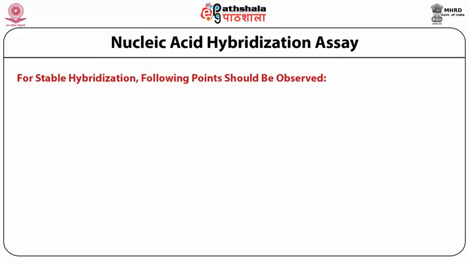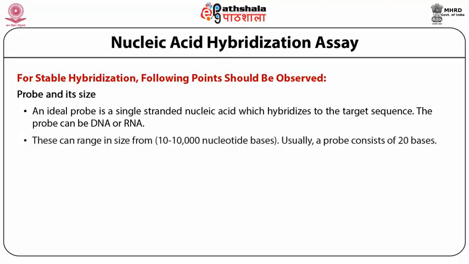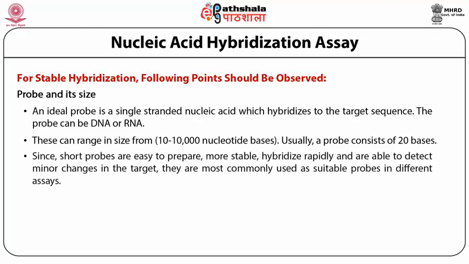For stable hybridization, the following points should be observed. First and foremost is the probe and its size. An ideal probe is a single-stranded nucleic acid which hybridizes to the target sequence. The probe can be DNA or RNA. The size of the probe can range from 10 to 10,000 nucleotide bases. Usually, a probe consists of 20 bases. Since short probes are easy to prepare, more stable, hybridize rapidly, and are able to detect minor changes in the target, they are most commonly used as suitable probes in different assays.